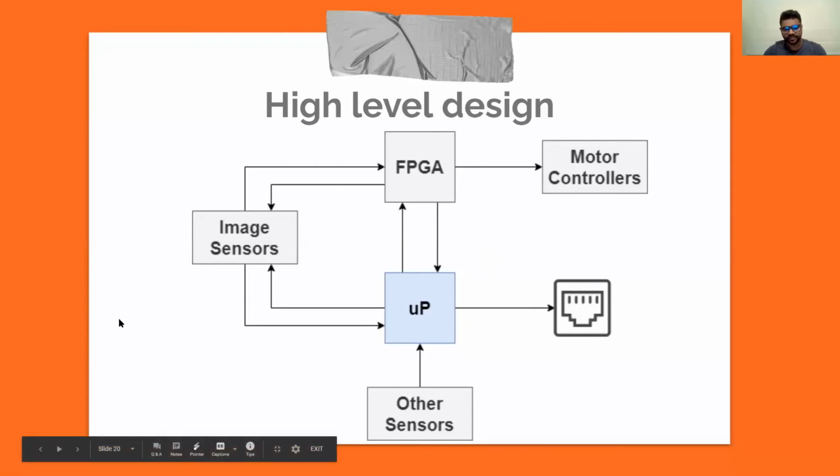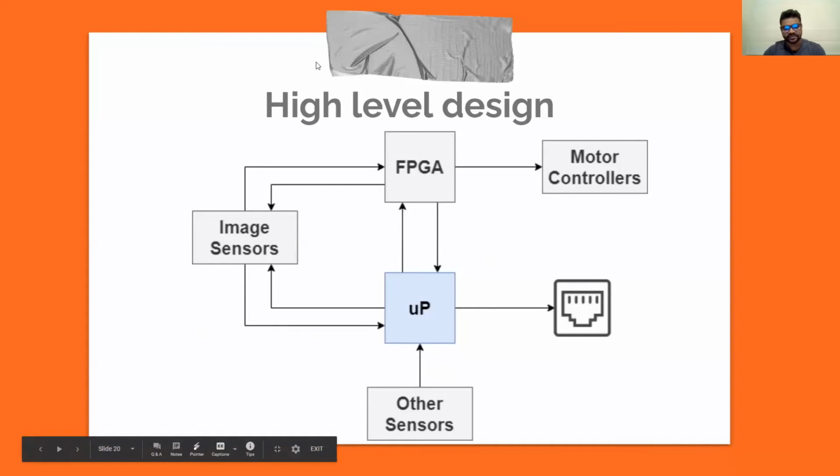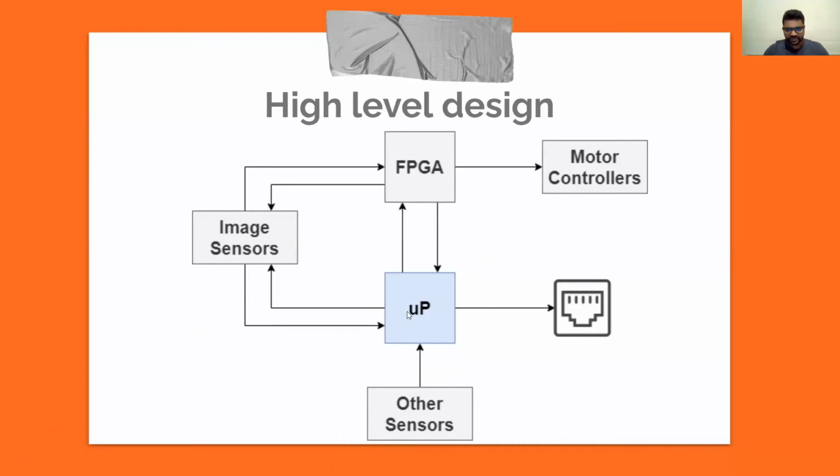I can remember one of the first tasks that I did when I joined Zone 24/7 was writing a kernel mode LED driver, just to blink some LEDs on one of these boards. So yeah, that was one of the first tasks that I did as an embedded engineer.